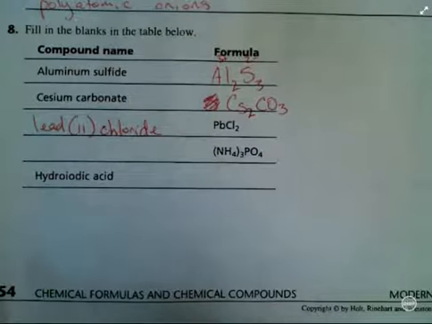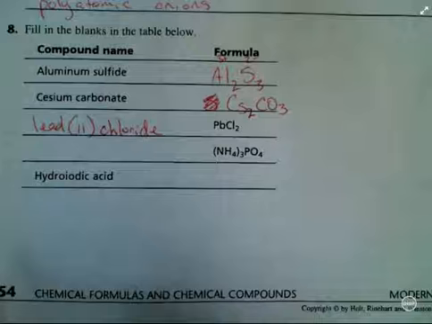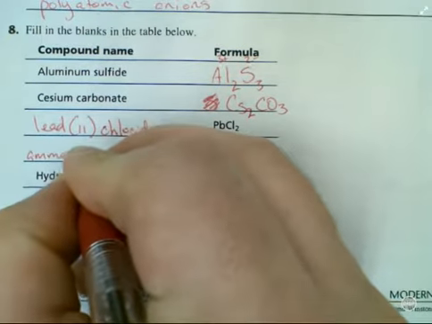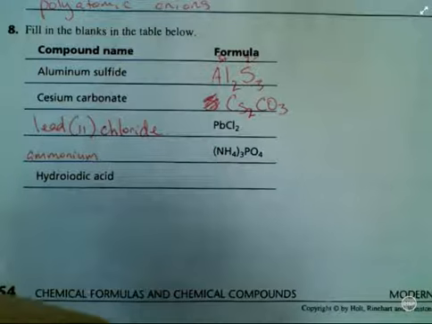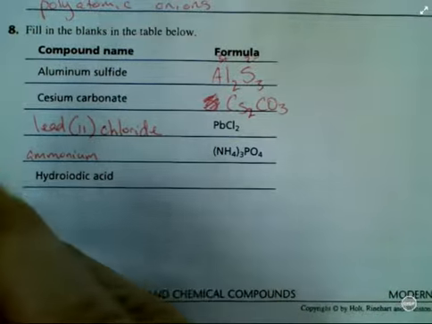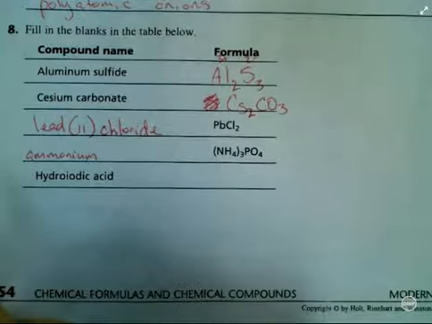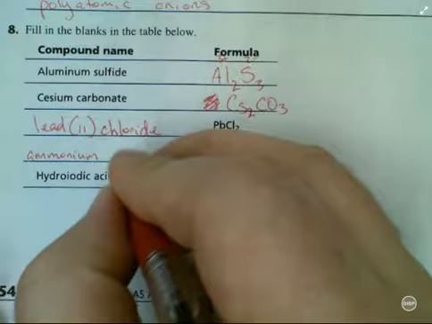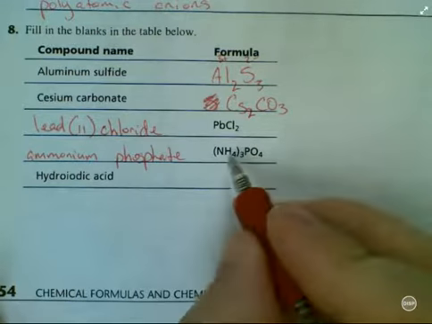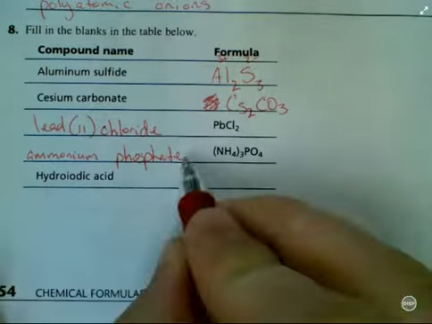All right, now I have a couple of polyatomic ions here, so I'm going to look them up, right? Don't bother trying to memorize these at this point in the course. Look it up. We have ammonium, which we know is going to be a +1 charge, so a stock system is not necessary. And then I have a phosphate. I have ammonium and phosphate for ammonium phosphate.